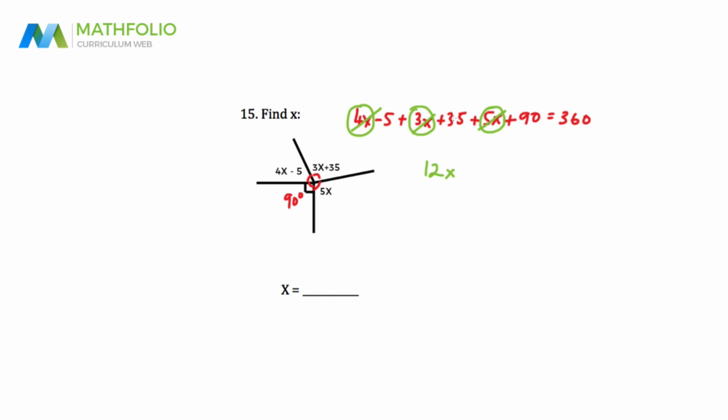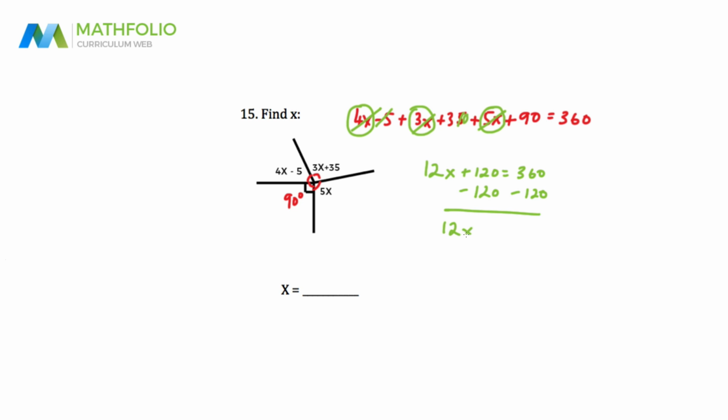Minus 5 plus 35, that minus 5 kills off this 5, and it becomes 0. So that's 30 plus 90 is 120, and that equals 360. So don't forget, we're trying to find x. So right now it's just a two-step equation. Get rid of the 120 from both sides.